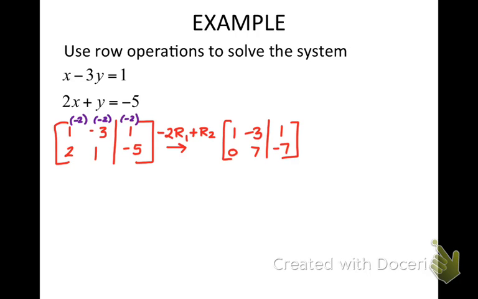Divide it by 7, but we can't divide by something. We can only multiply by 1/7. So I'm going to take 1/7 of R2. That's going to be my next move. I'm not touching R1 again, so R1 has not changed in our 2 steps that we've completed so far. R2, row 2, becomes 0, 1, -1. It's a little bit nicer looking.